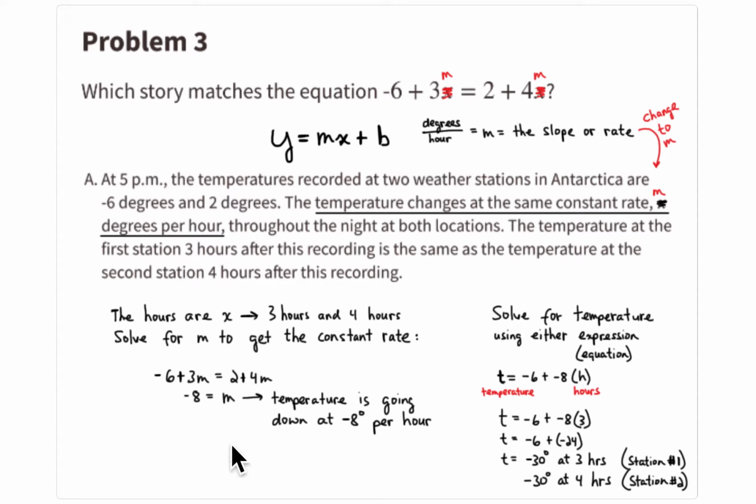So if you go through and solve, you're going to get negative 8 degrees per hour, and you plug that back into the equation. So for 3 hours, you get negative 30 degrees, and if you go back and use the other equation, 2 plus 4m, so put negative 8 right there, you're going to get negative 30 degrees for 4 hours. So station 1, 3 hours, negative 30 degrees. Station 2, 4 hours, negative 30 degrees. This is the same stuff.